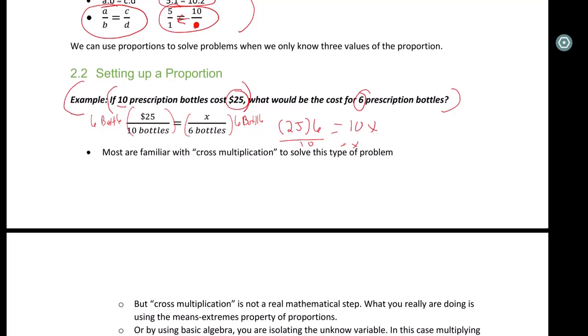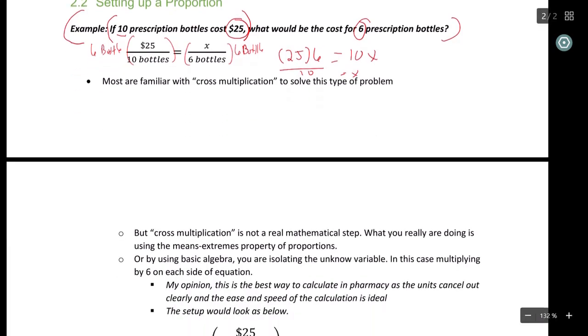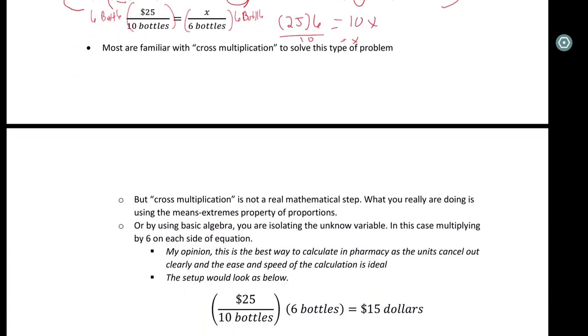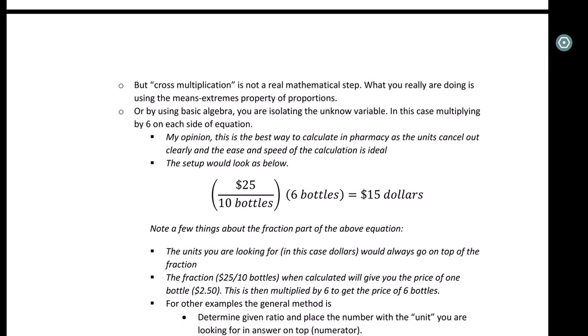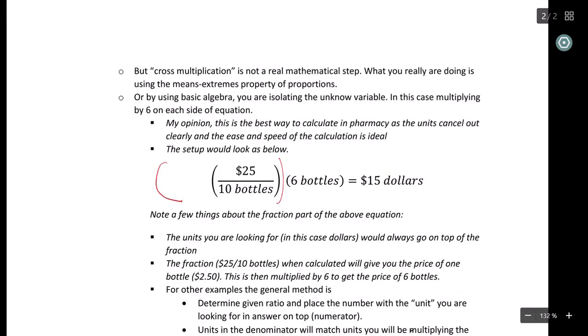So there is a way to do this so that you're eliminating multiple steps, and you're usually doing it in one setup and then one calculation. So let me show you how that same problem will look down here. If you have $25 is for 10 bottles, you're going to take that ratio and you are going to put the value that you need the units of on top. So for example, I'm asking you how much 6 bottles cost.